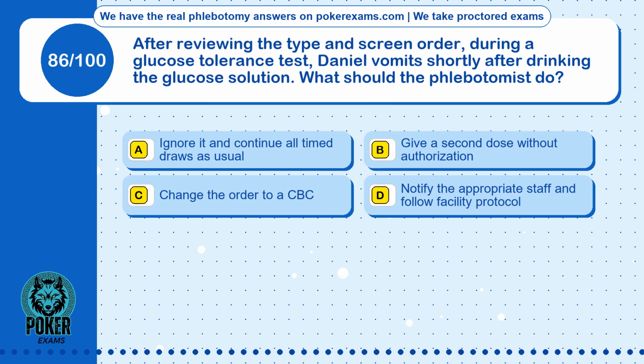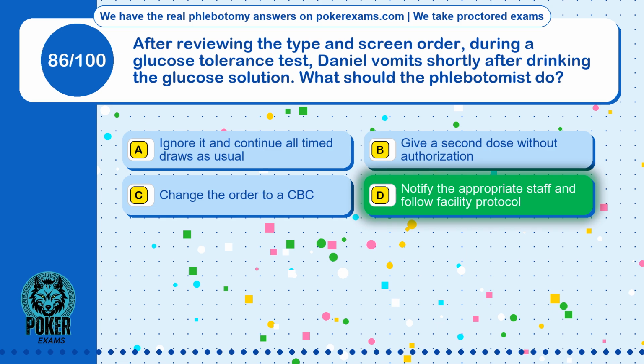Question 86. After reviewing the type and screen order, during a glucose tolerance test, Daniel vomits shortly after drinking the glucose solution. What should the phlebotomist do? Option A. Ignore it and continue all time draws as usual. Option B. Give a second dose without authorization. Option C. Change the order to a CBC. Option D. Notify the appropriate staff and follow facility protocol.